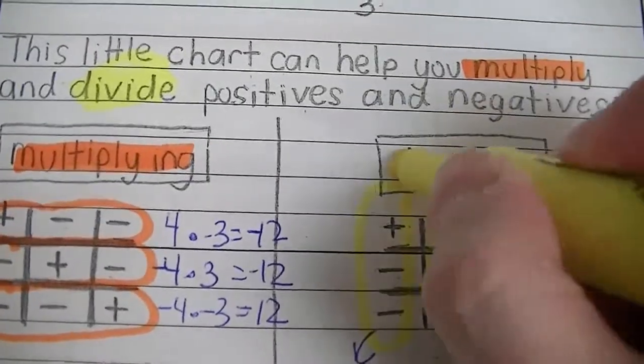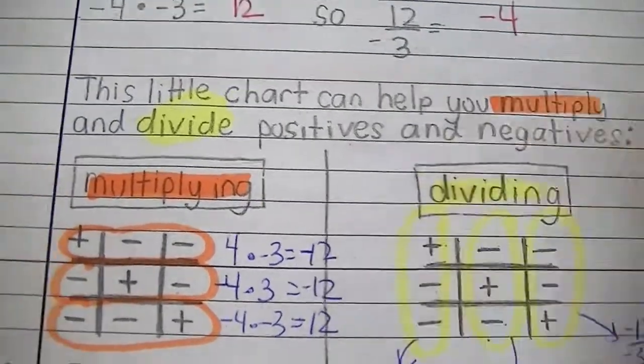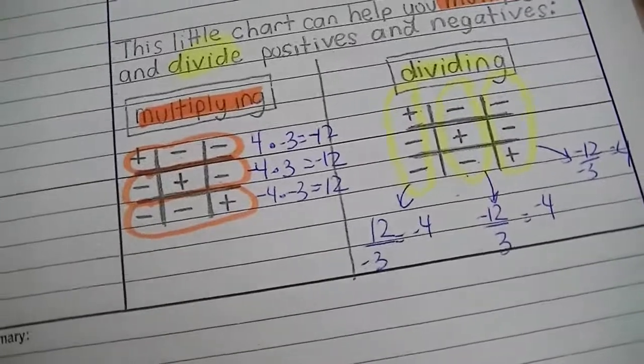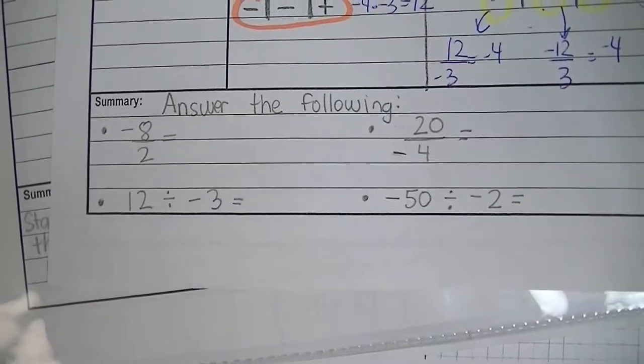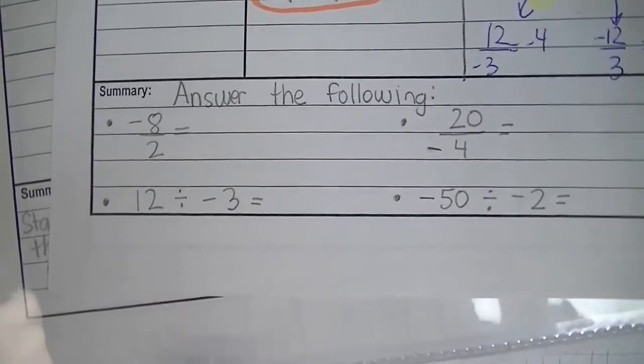Don't use it for addition and subtraction. For addition and subtraction, you're going to be remembering the number line, okay? That's your resource. This is only for multiplying and dividing. For your summary, I want you to answer the following.